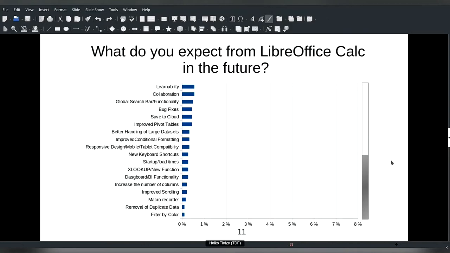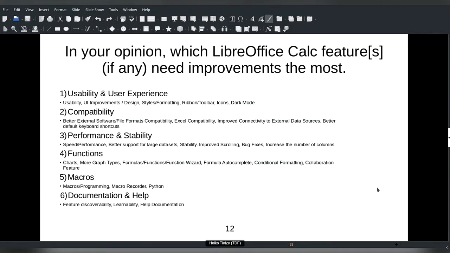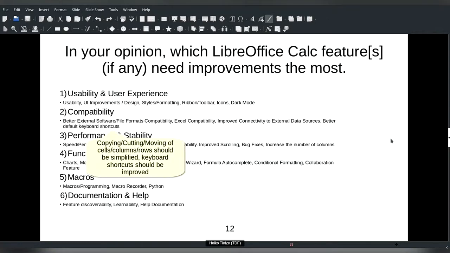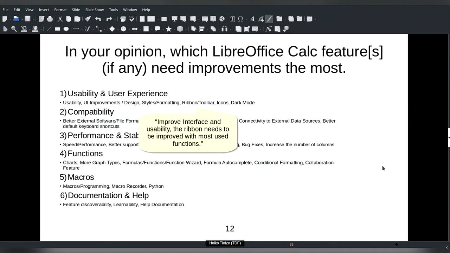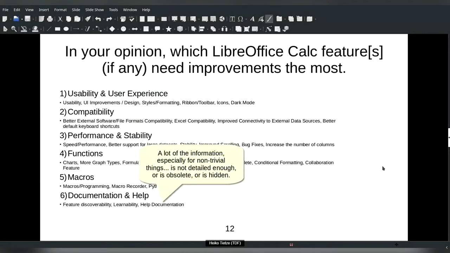So I think now we can go to the next slide. So this slide again shows the list of improvements that people suggested. And this particular slide will include, as Heiko will go further, some quotes from participants that we extracted from the survey. So for example, in terms of keyboard shortcuts, one participant reported that copying, cutting, moving of cells should be simplified. And the ribbon and toolbar interface should also be improved with most used functions. In terms of help documentation, a participant reported that a lot of information, especially for non-trivial things, is not detailed enough or is obsolete.